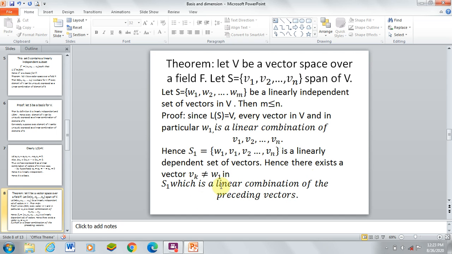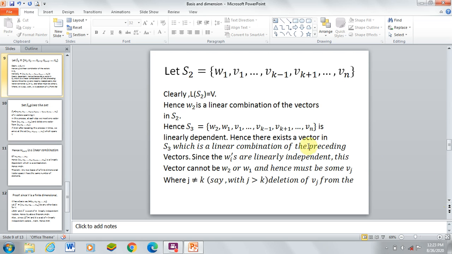Hence there exists a vector vk, not equal to w1, in S1 which is a linear combination of the preceding vectors. So deleting that vk, let S2 equal to w1, v1, v2, etc., vk minus 1, vk plus 1, etc., vn. Here vk is a linear combination of the preceding vectors, so vk is the deleted term and w1 is inserted.